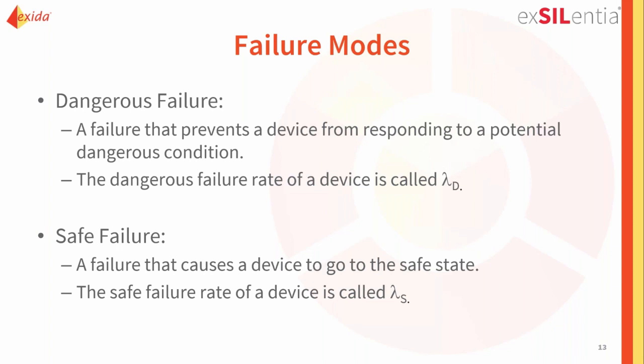So dangerous failures are preventing our safety function from performing its task, whereas the safe failures will initiate the task even though there may not be a demand from the process, even though there may not be a reason to perform the safety action. And we talk about the dangerous failure rate as lambda D and the safe failure rate as lambda S, respectively.